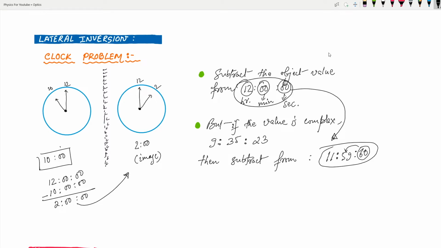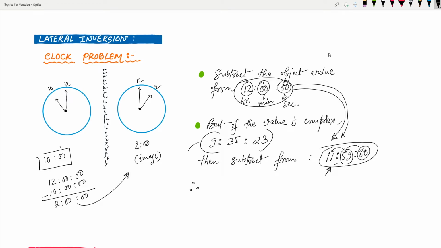So that 1 minute, if I transfer it here, it will be 60 minutes. And that 60 minutes, if I transfer it here, then it will be 12 hours, because 60 minutes is the addition of 1 hour. So I wrote this 12 hours in this fashion. You need to remember this, because if the question has a complex number, then you can solve it using this technique. Just subtract from 11, 59, 60 and you'll get the answer. I'll show you how.